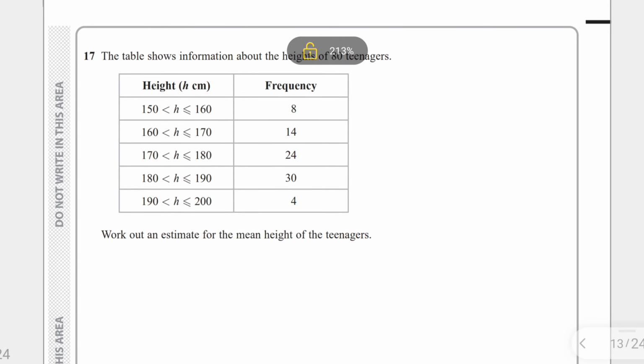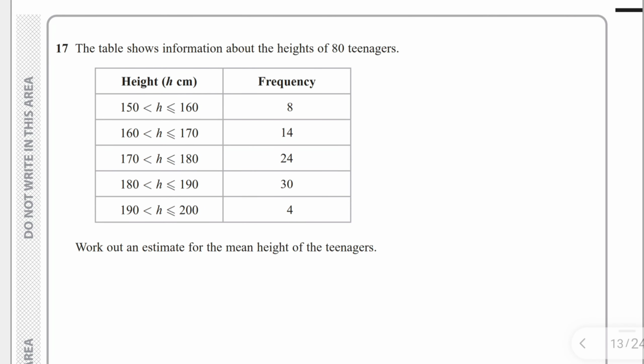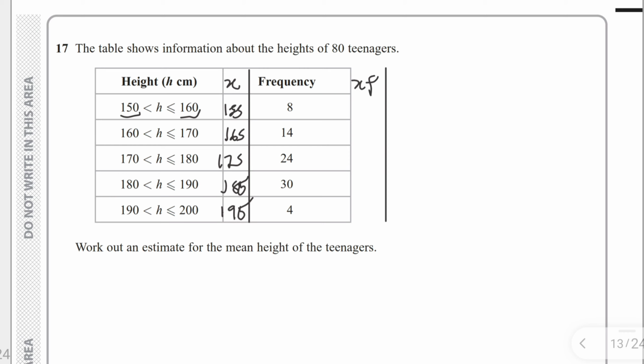So we need to find the mean height of the teenagers. For this type of question, the first thing we need to find is the midpoint. We call it x. So the midpoint of 150 and 160 will be 155. Then this will be 165. This will be 175, 185, and 195. Then we create a table in which we multiply x and the frequencies.